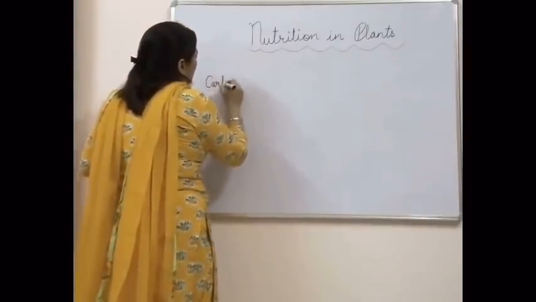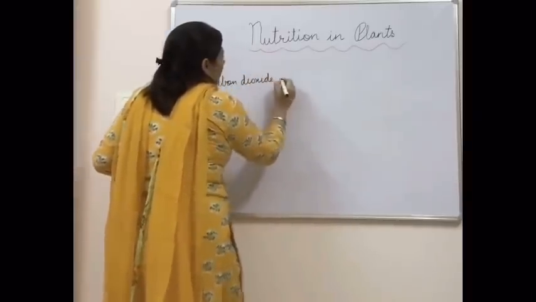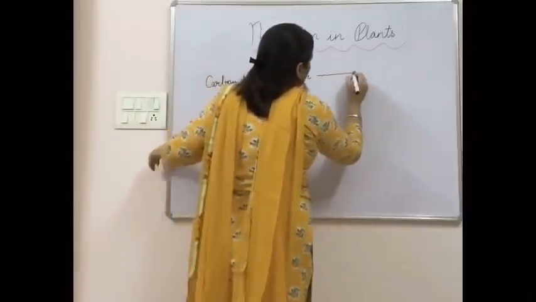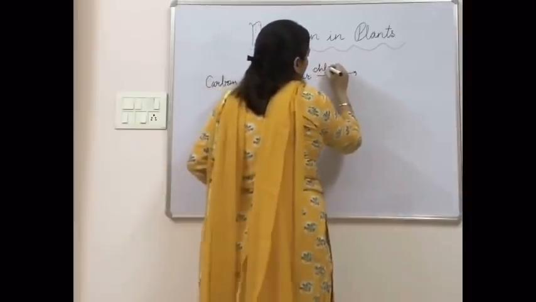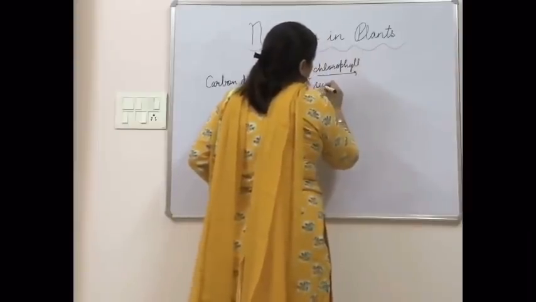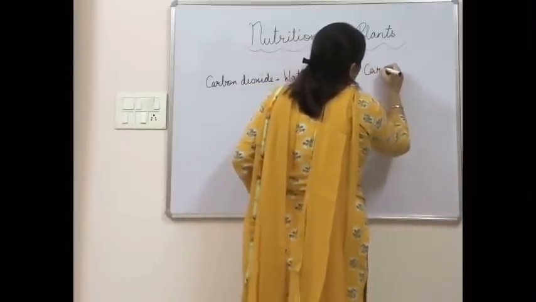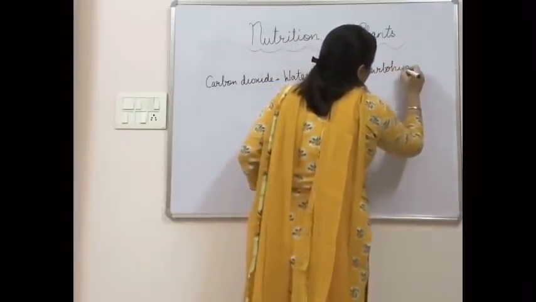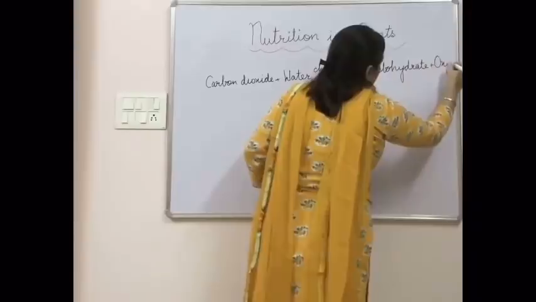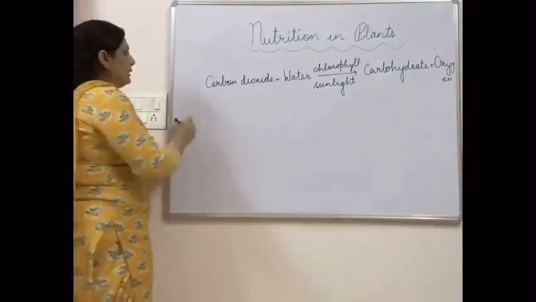Carbon dioxide. Then we need water. Here we have to take chlorophyll, then sunlight, and it will lead to the formation of carbohydrate plus oxygen. Okay, this is the complete equation.